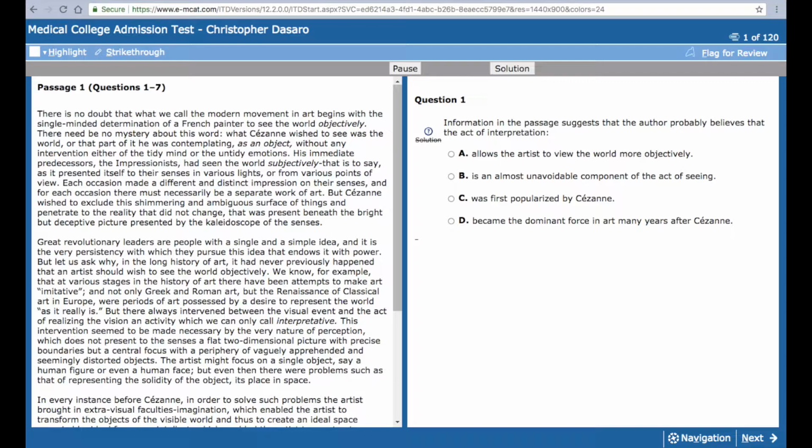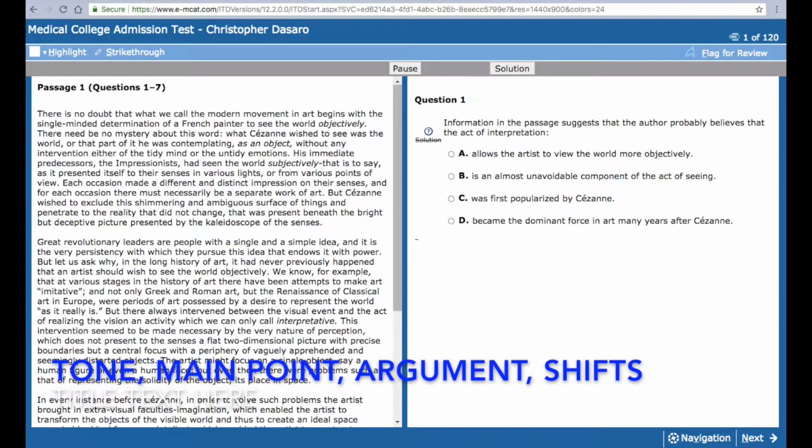There are 4 things I look for when dissecting a CARS passage, and I'm sure you've gotten this advice before. Tone, main point, argument, and shifts. The first 2 seem pretty straightforward, where the tone is just any inflections in the author's rhetoric, and the main point is what the passage is about. But the argument is a bit more nuanced. It's not exactly the main point, but rather a combination of the tone and main point. Shifts refer to any changes in the author's tone or argument, which just helps you understand the passage better overall.